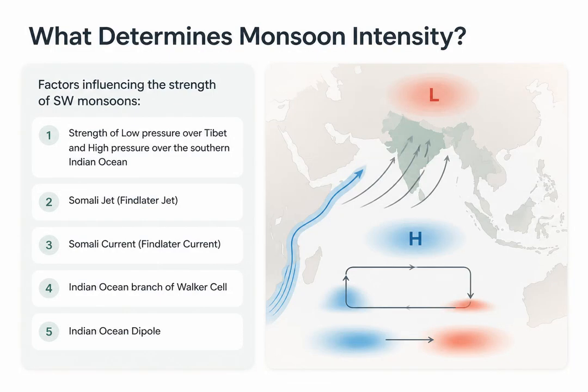Once the monsoon has arrived, what determines if it will be a year of heavy floods or severe droughts? The intensity of the rainfall depends on several dynamic factors. The absolute strength of the pressure difference between Tibet and the Indian Ocean is crucial. Additionally, regional phenomena like the Somali jet, a low-level wind, and the Somali ocean current play major roles in transporting moisture. Furthermore, broader climatic patterns like the Indian Ocean branch of the Walker Cell and the Indian Ocean dipole can significantly enhance or suppress monsoon rainfall.